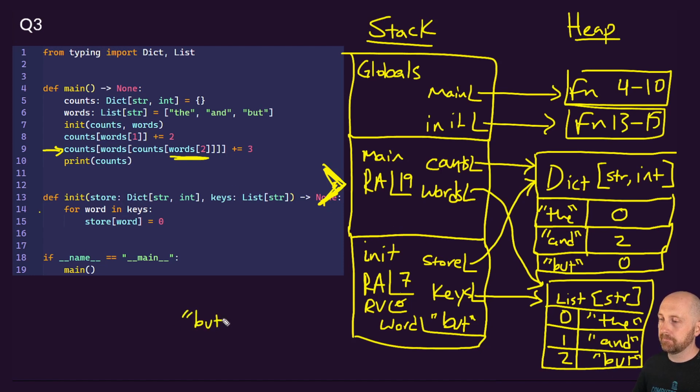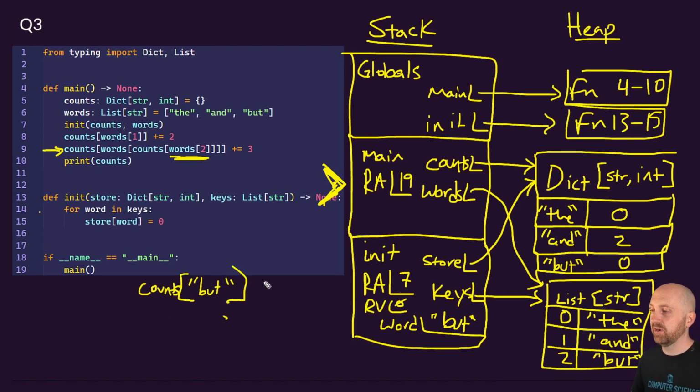So the string but, right? And the next thing that we need to process, actually, let me write this just a little bit higher. String but and word counts. So now the question is, what is counts of the string but? Well, okay, we're still looking up in main, so we're trying to evaluate this expression, which is here. Counts of the string but is currently 0. So this would evaluate to 0.